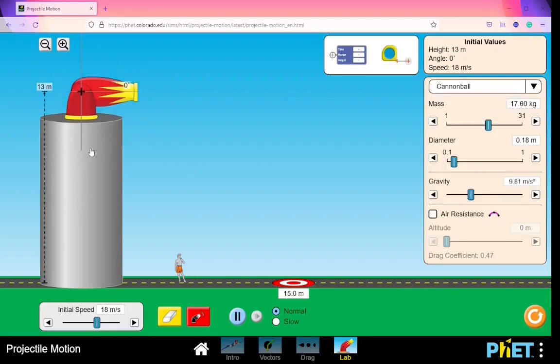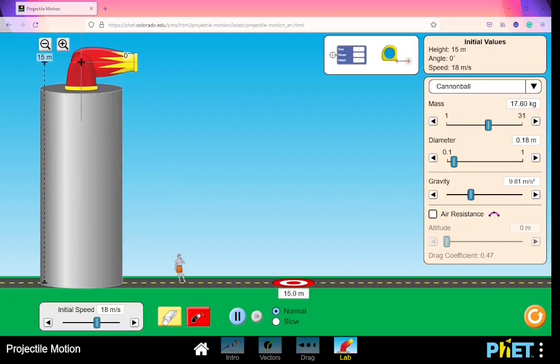So we can drop our cannonball from any height we want. And we could fire it here. This thing would fire it with an initial speed, there's 18 meters per second. But in this experiment, we just want to keep our motion in 1D. So I'm going to go ahead and set the speed to 0. If I put the initial speed to 0, you'll see what happens. It's just going to end up dropping the cannonball like that.